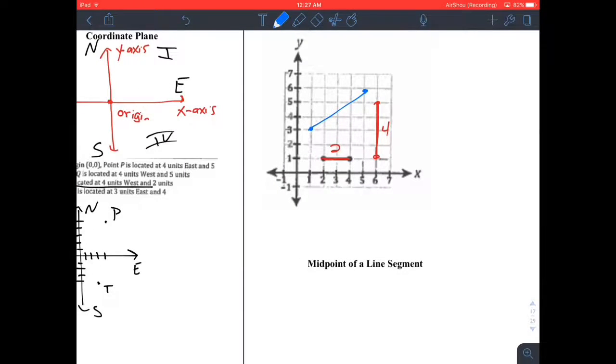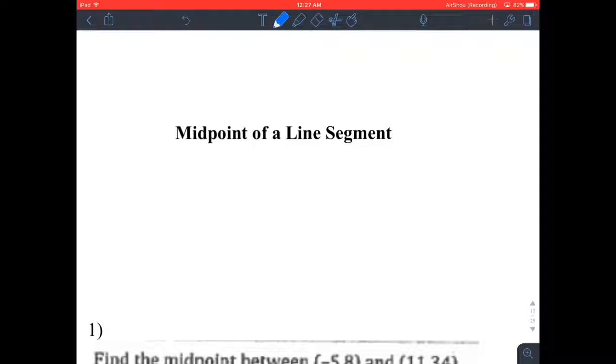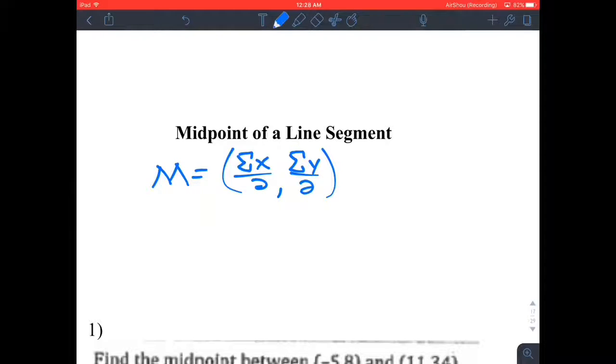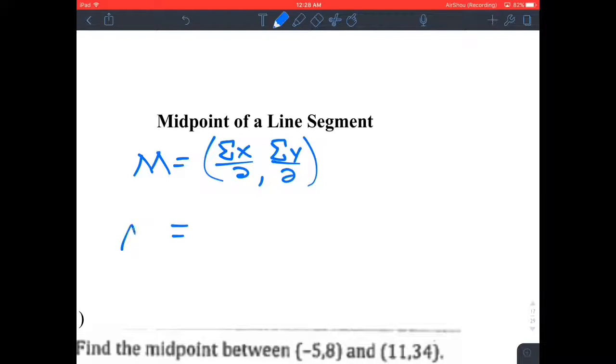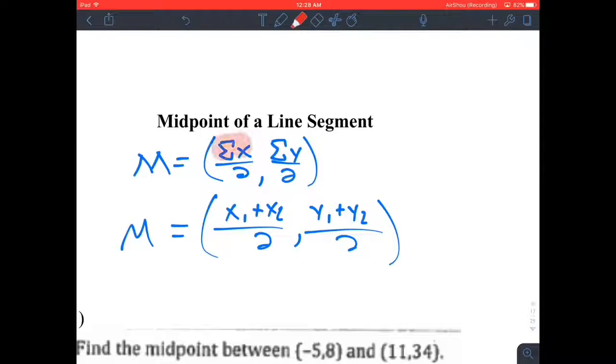That is what the midpoint of a line segment is for. To find the midpoint, which is a capital M is used to represent that, you are going to take the sum of the x values and divide it by 2, followed by the sum of the y values and divide it by 2. You've probably seen more often x1 plus x2 divided by 2, y1 plus y2 divided by 2. Once again, this Greek symbol here means to sum, add up all the x's. Here, add up all the y's, so it's just going to be 2 in each case.